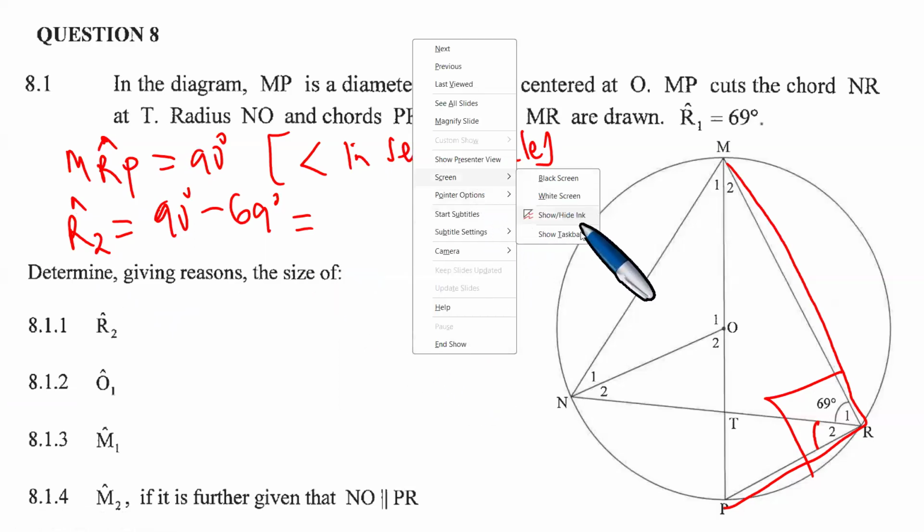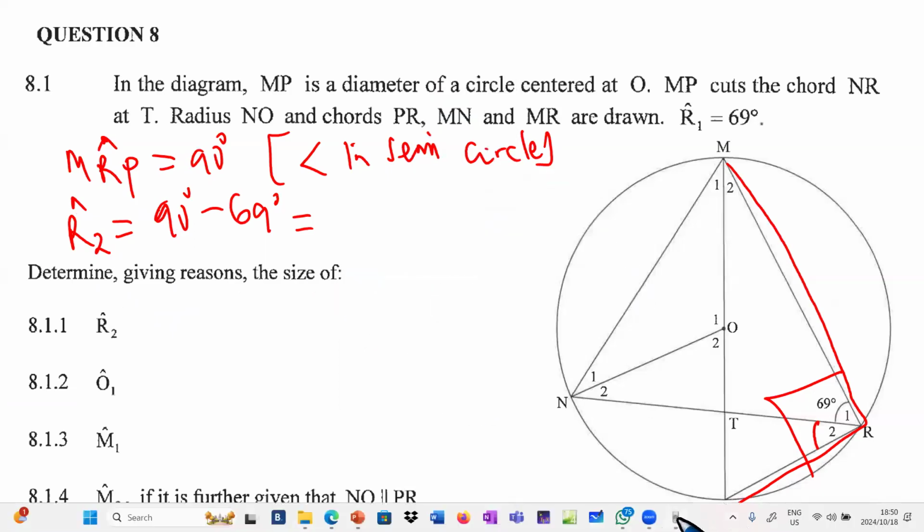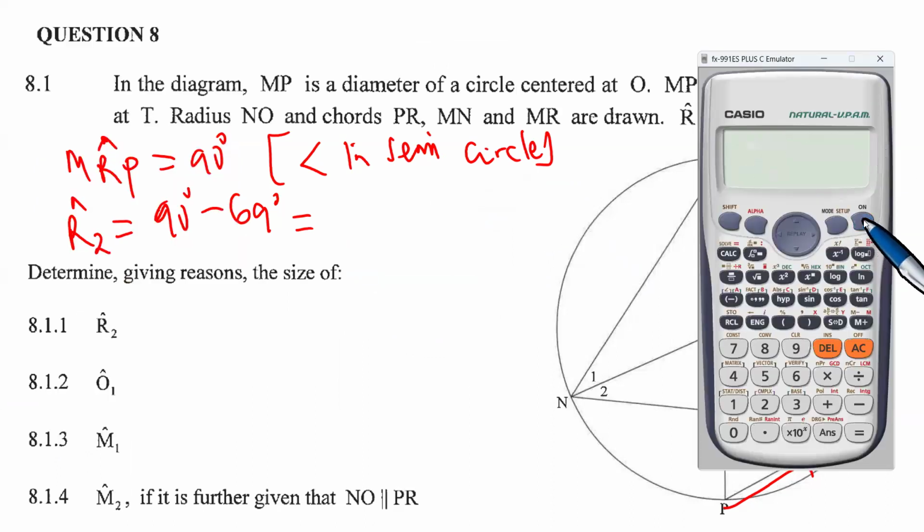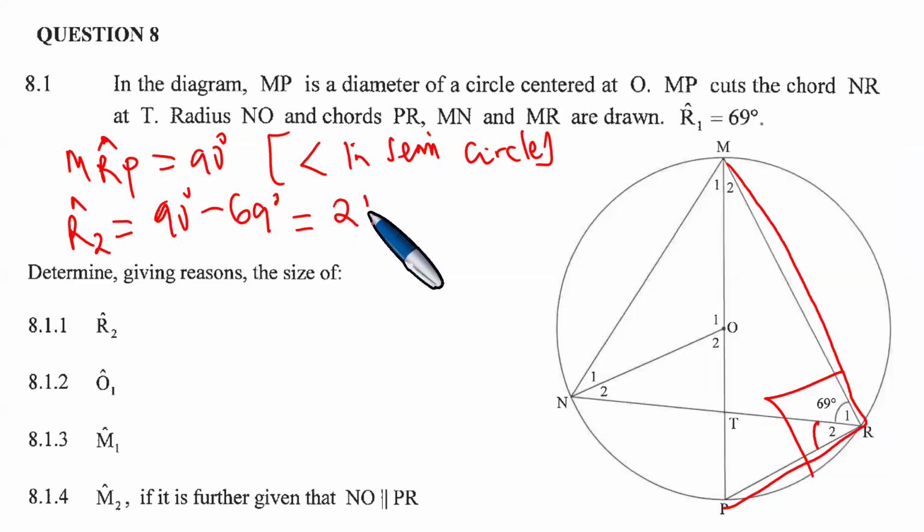And here is our calculator. The minute we do 90 minus 69, 21 degrees exactly. So this gives us exactly 21 degrees. So this would be the result.